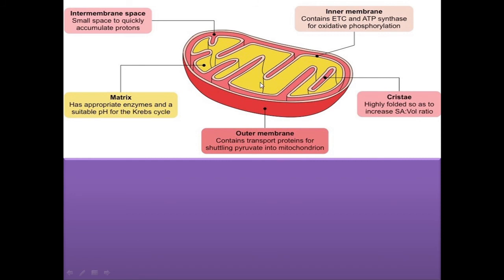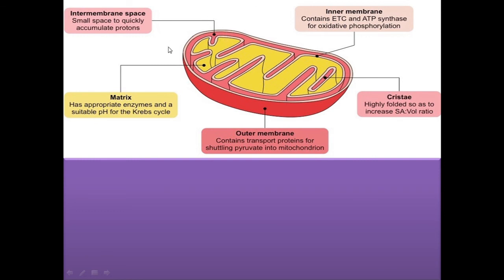Then the intermembrane space, right? There is a small space to quickly accumulate protons. For what are protons needed? To maintain, first, the pH, and second, the potential of the membrane. So this small space helps in accumulation of the protons.